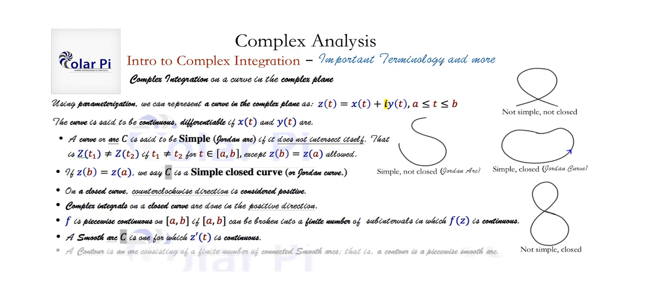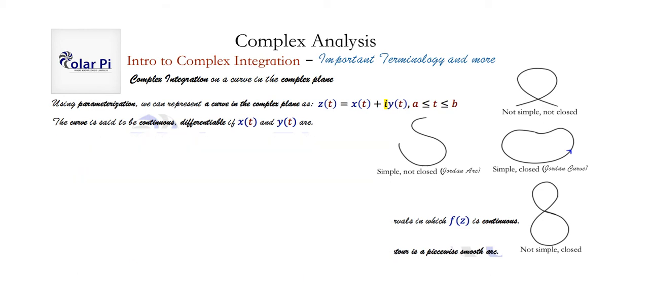And now a very, very important word: contour. A contour is an arc consisting of a finite number of connected smooth arcs. And so we do complex integrals frequently on contours. In fact, a lot of other people call complex integration contour integration because, as I said, complex integration is done frequently on contours.